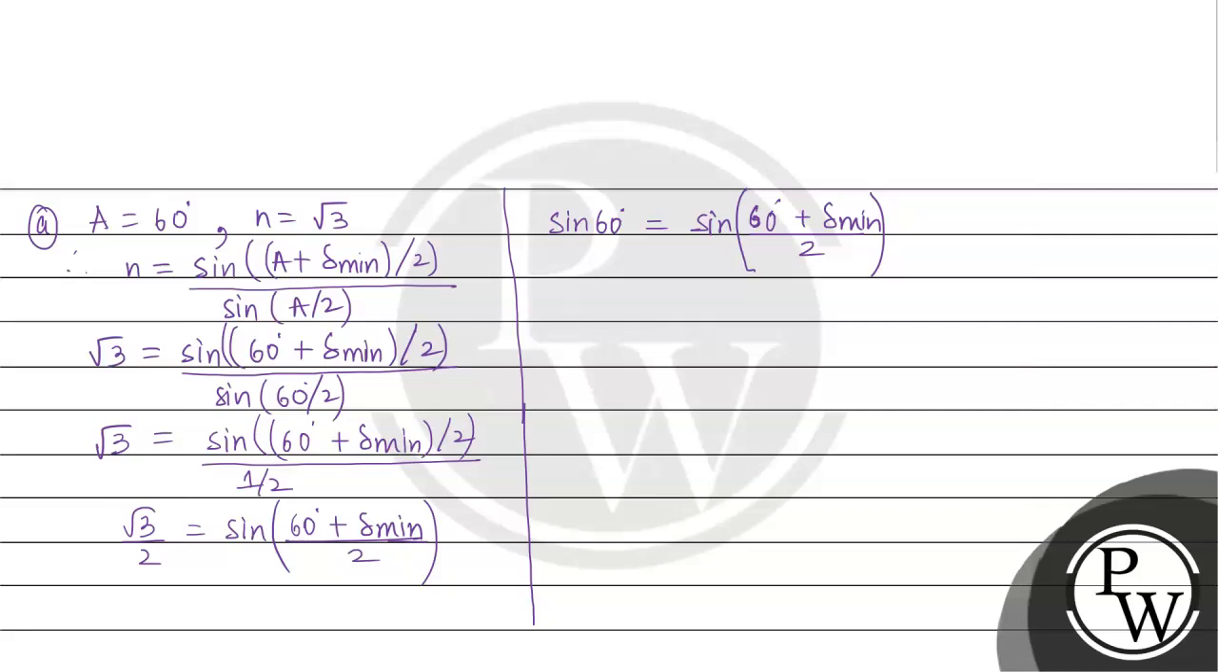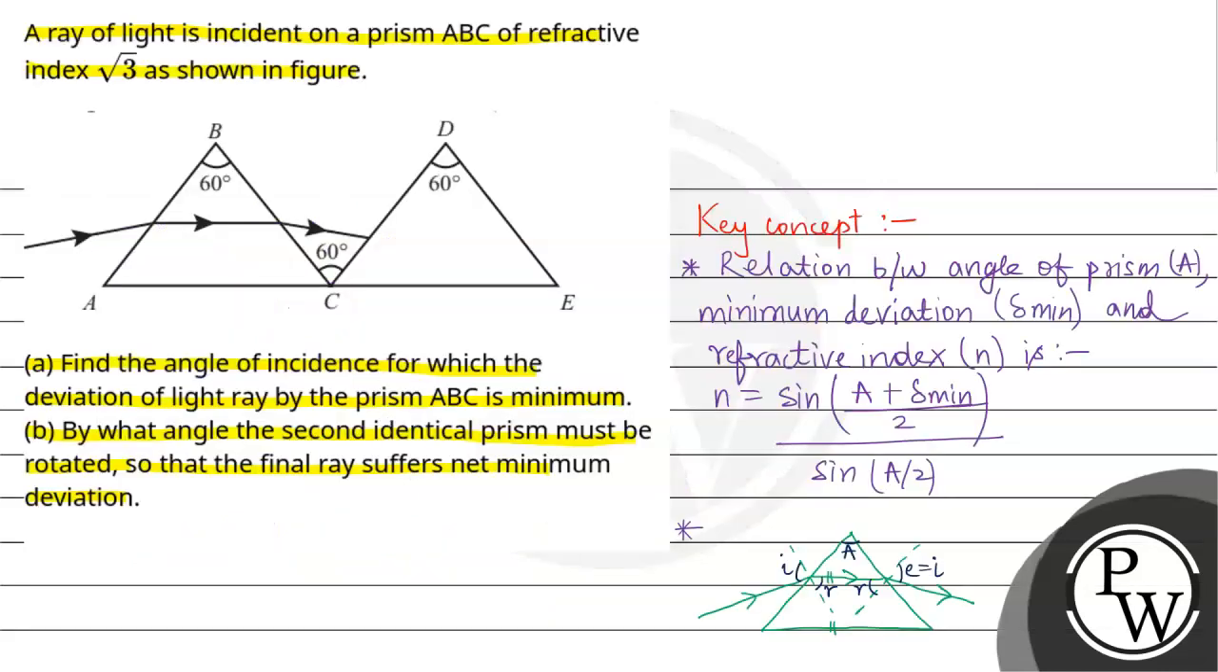Since on both sides it is sin, equate the angles: 60 degree equals (60 degree plus delta min) by 2. 60 into 2 is 120 degree, equals 60 degree plus delta min. So from here delta min is equal to 120 minus 60, which is 60 degree. So the answer for the first part, angle of minimum deviation, is 60 degree.